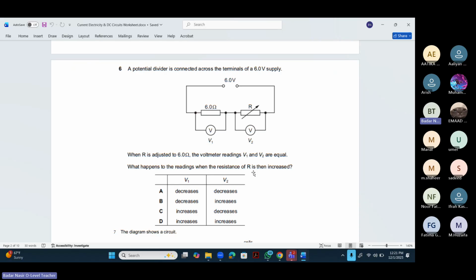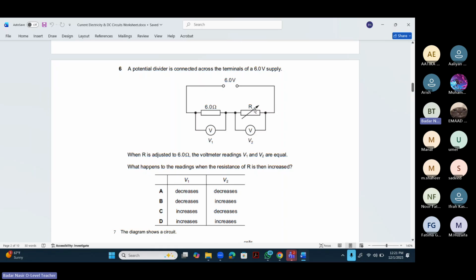We have a 6 ohm resistor and this is the symbol for a fixed resistor. When R is adjusted to 6 ohm, the voltmeter readings V1 and V2 are equal. What happens to the readings when the resistance of R is increased?